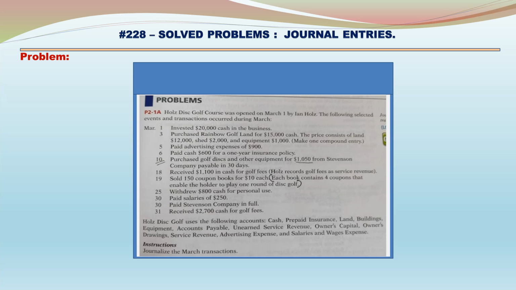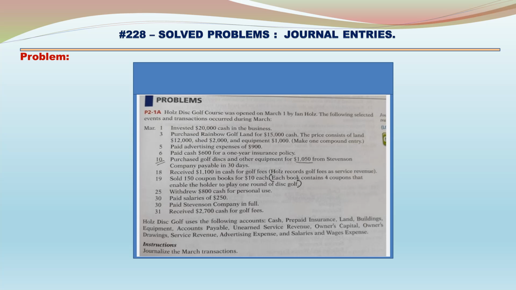March 1. Invested 20,000 cash in the business. March 3. Purchased Rainbow Golf land for 15,000 cash. The price consists of land 12,000, shed 2,000 and equipment 1,000. Make one compound entry.